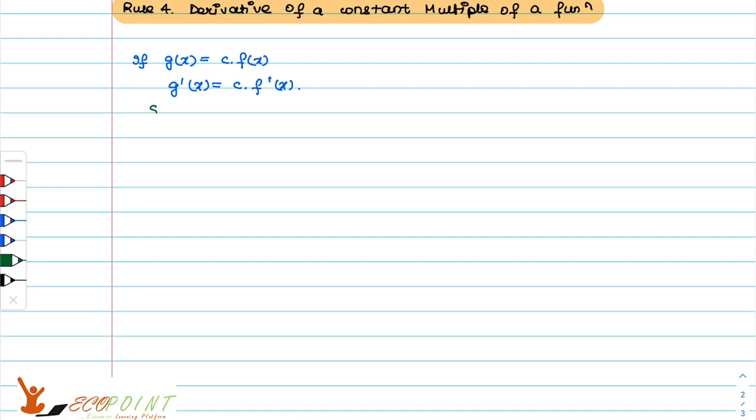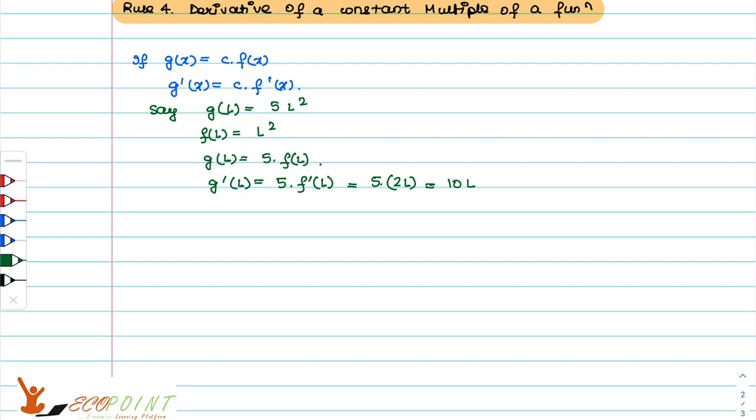So say c is a constant, right? Say you have the function g(L) as 5L squared. So I can write L squared as the function also. So this g(L) will become what? 5 into another function. So g dash L is what? 5 into f dash L. And what is f dash L? That would mean 10L.